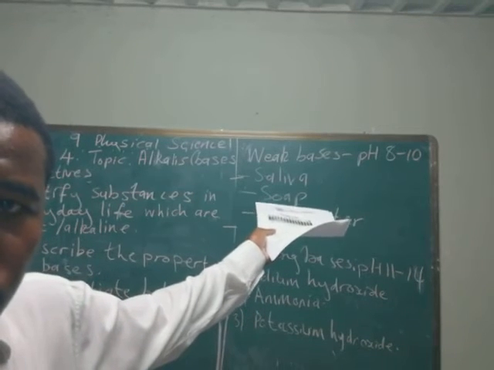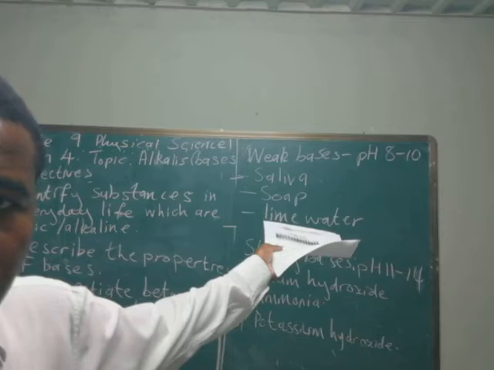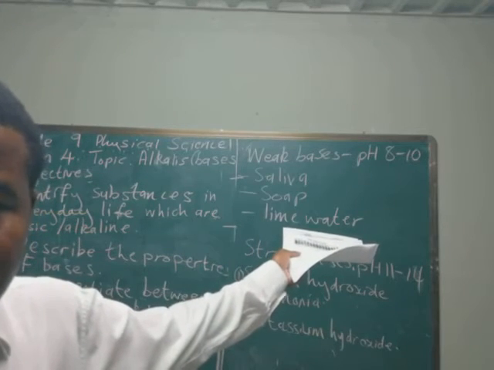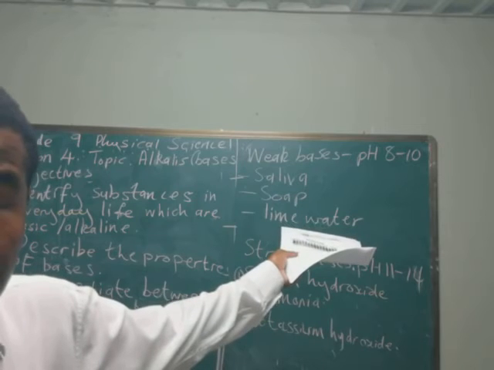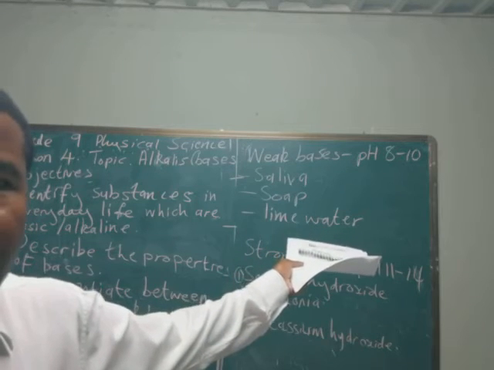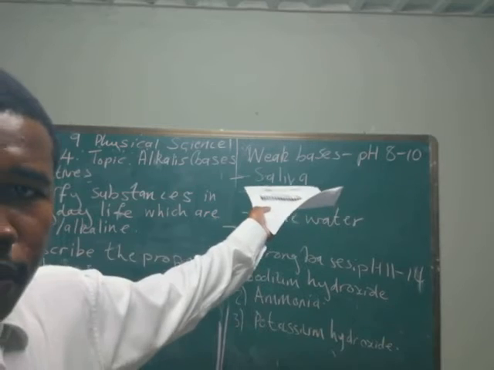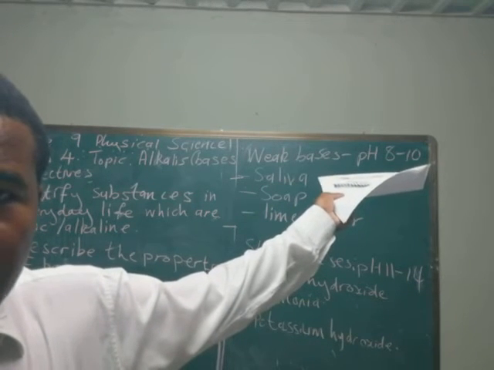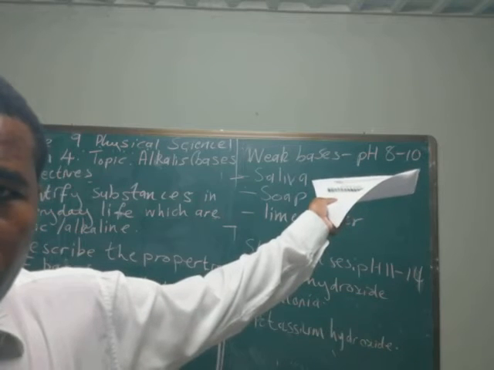The next one is soap. Then the final one is lime water. You remember lime water? The one which we use when we're testing for the presence of carbon dioxide. That one is also an example of a weak base. But observe how the pH is basically pH 8 to 10. That is the pH of weak bases.